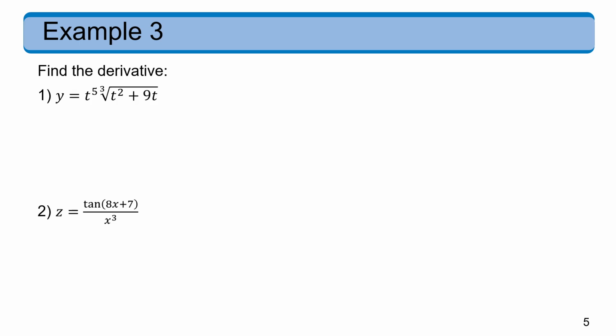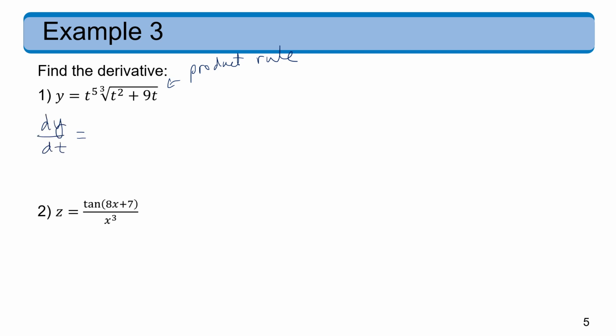Some more examples. So in the first one, we've got t to the 5th times the cube root of some expression. Right, so the big picture is, this is a product. So we need to use the product rule first. Then we'll have to use some other rules within that. Our notation here, since y is a function of t, the derivative would be dy dt.